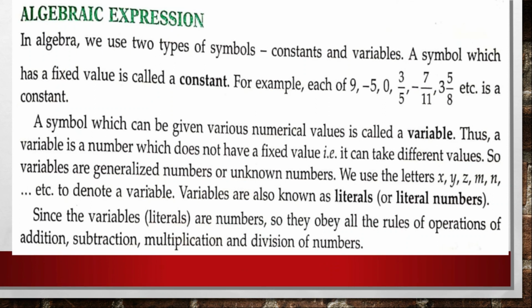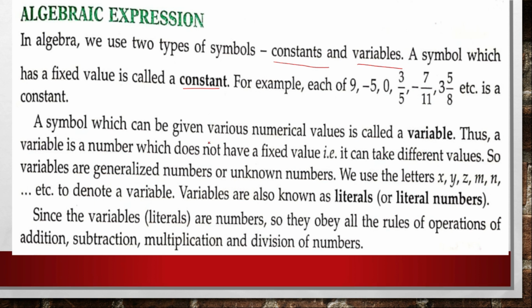In algebra we use two types of symbol. One is constant and second is variable. A symbol which has a fixed value is called a constant. That means, for example, 9, minus 5, 0, 3 by 5, minus 7 by 11, 3 whole 5 by 8. These are called constants.